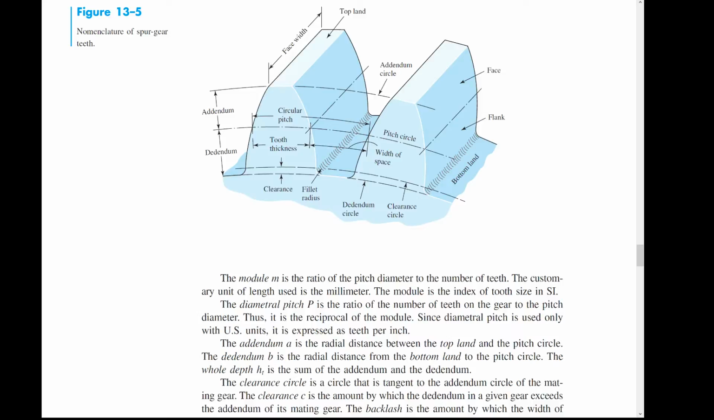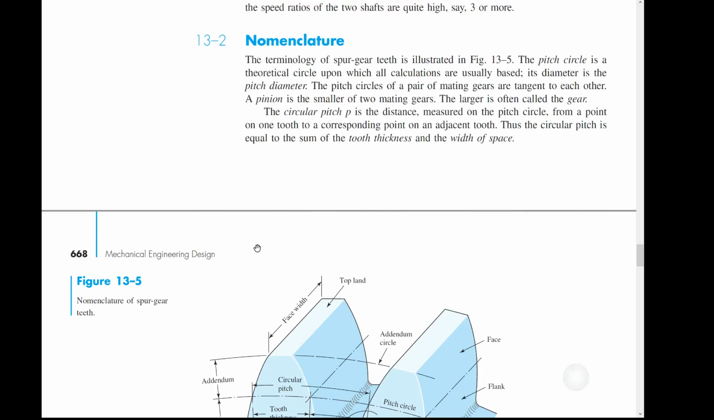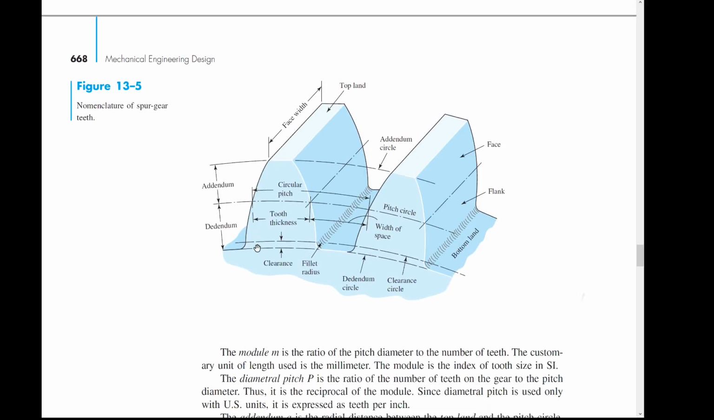The module M is the ratio of the pitch diameter to the number of teeth. So M is just a ratio, pitch diameter to how many teeth. So if it's really big and has 2 teeth, that's not going to work. The customary unit of length used is the millimeter. The module is the index of the tooth size in SI. The diametral pitch, capital P. The lowercase p was the circular pitch.